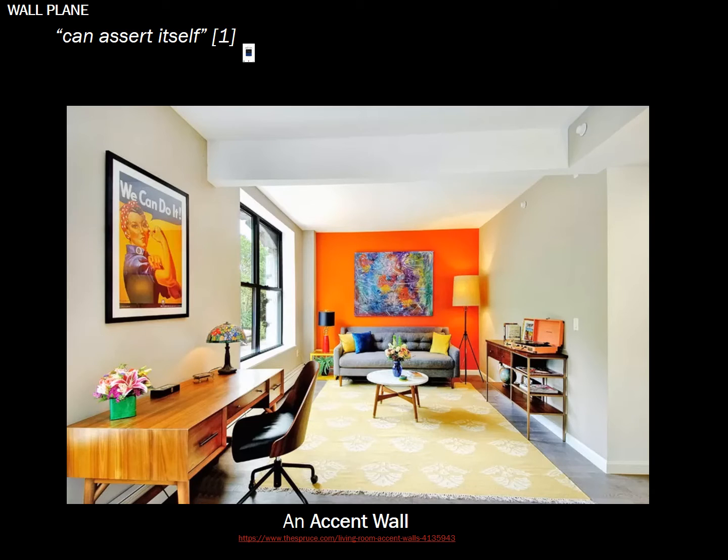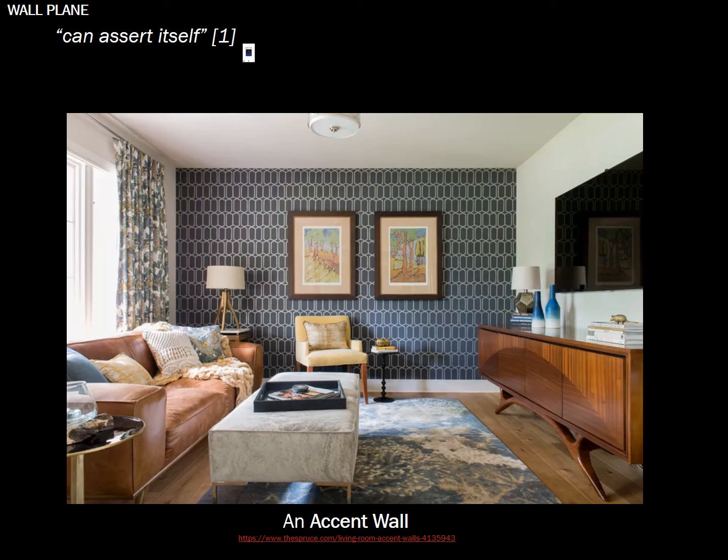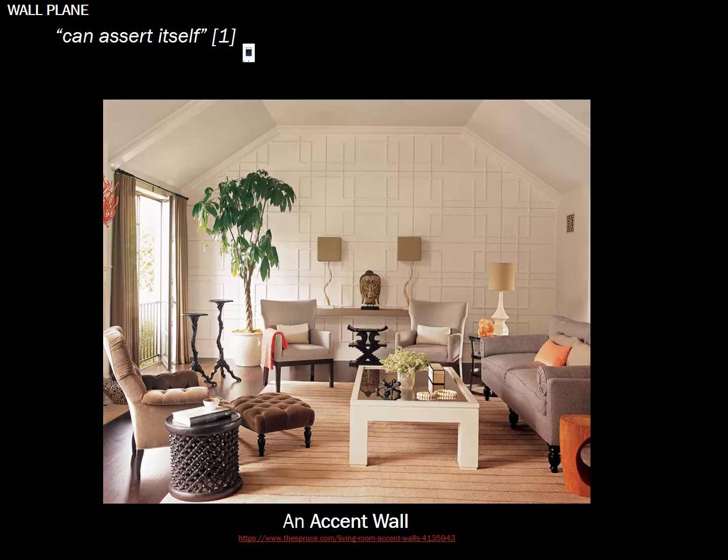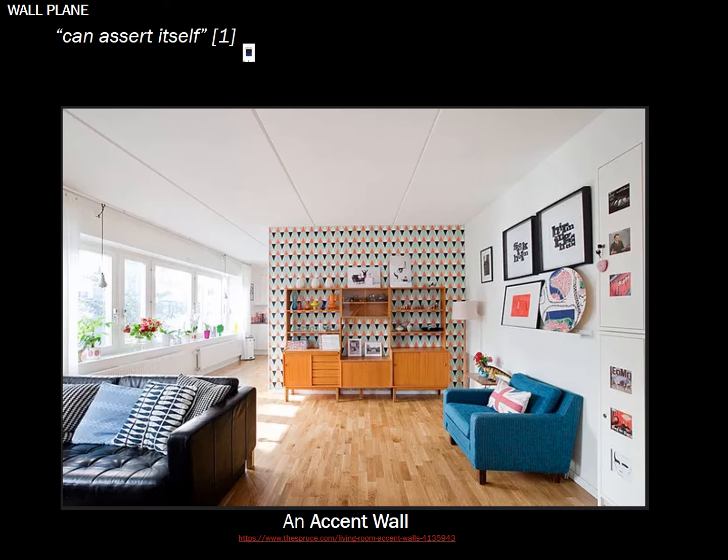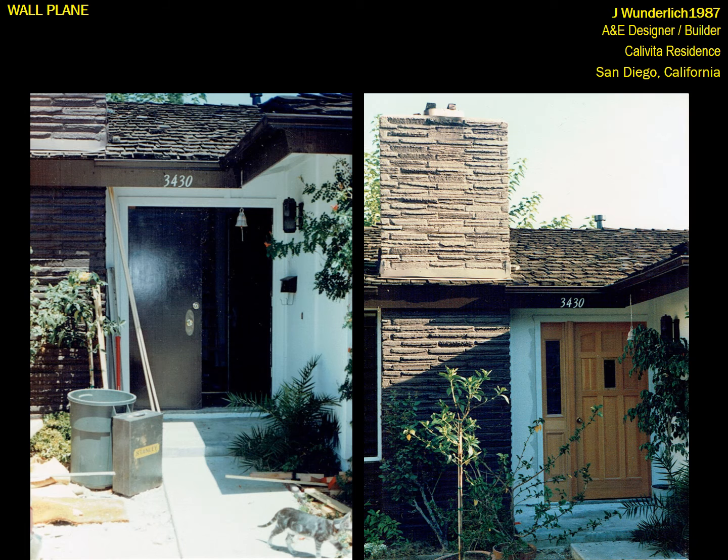Accent wall. You can imagine if that was white, how that would be different. It asserts itself. Accent wall. Even if you just texture it, it's still different, even though it's the same color. Now this is actually a partition wall, but it's still an accent wall.